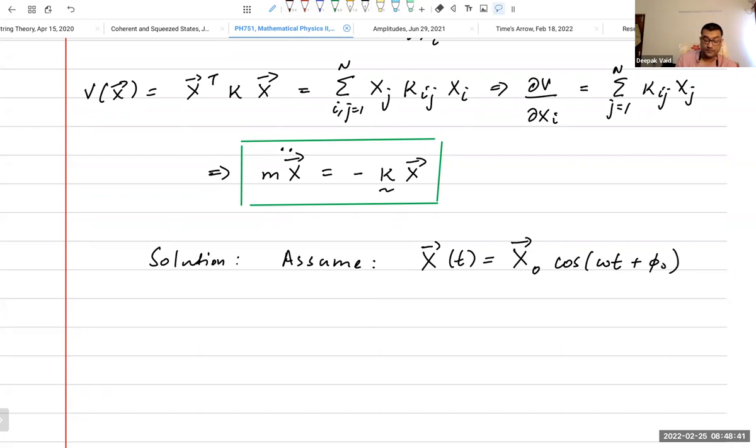Some equilibrium configuration x naught times some oscillation factor, cosine omega t plus phi naught. Phi naught is some phase angle. Omega is the oscillation angular frequency.